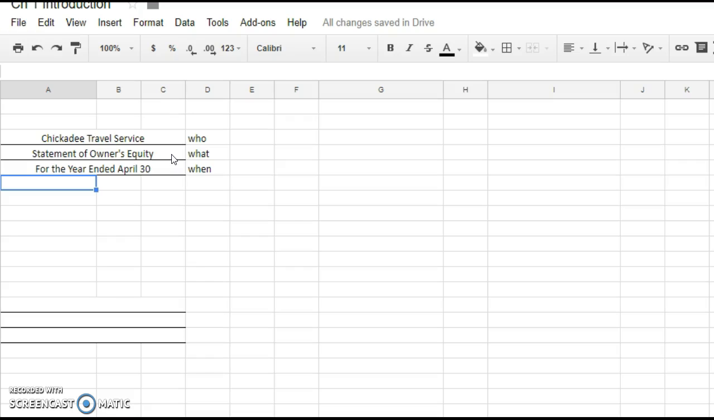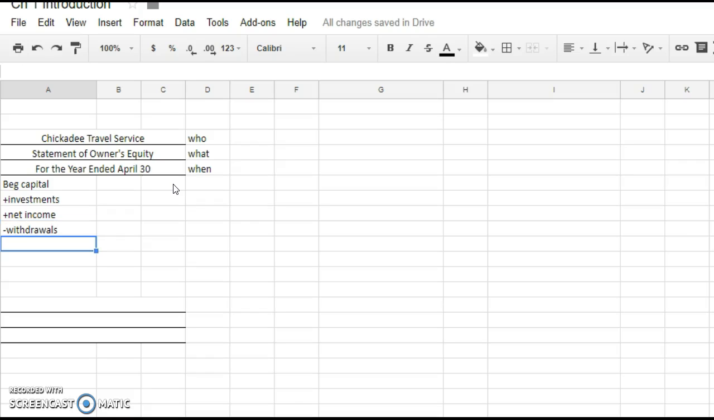Okay? So here are your headings. We'll start with beginning capital. We will add investments. And if you want to put a plus there so you know, oh, I forgot. If you want to put a plus there, you have to put an apostrophe first, so it takes it as a label, not as like a formula or something. And then I'll put the plus, so I have to put the apostrophe first, and then the plus stays. Apostrophe plus net income, since I know I had net income, minus your withdrawals.